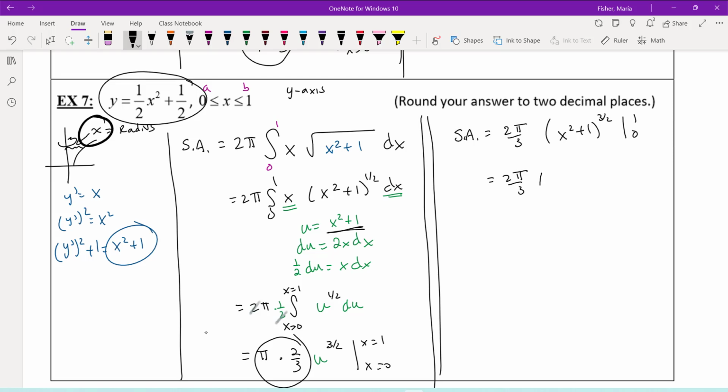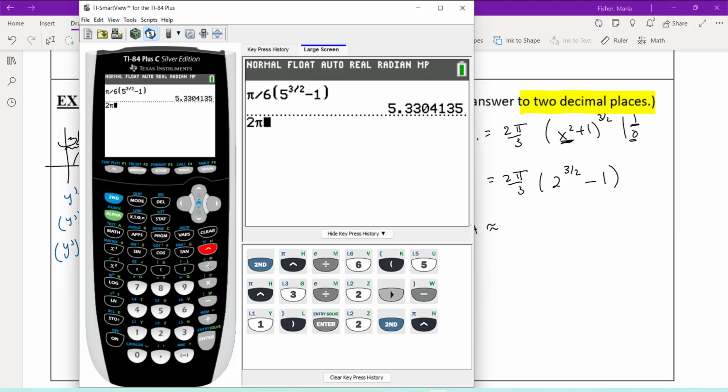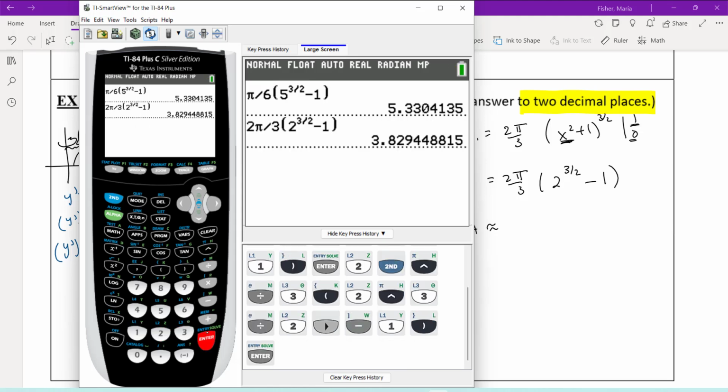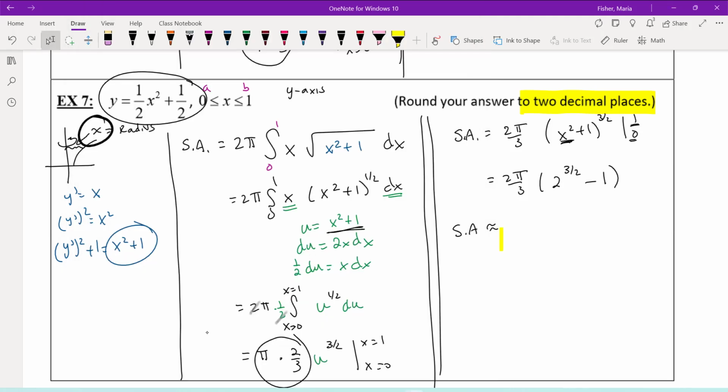Plugging in the limits of integration, if I plug in a 1, 1 squared plus 1 is 2 to the 3/2. Then plug in a 0, 0 squared plus 1 is 1, and 1 to the 3 halves is just 1. Plugging that into a calculator and rounding to 2 decimal places, 2 pi divided by 3 times 2 to the 3 halves minus 1, and we end up with 3.83. So our surface area is approximately 3.83. That's it for arc length and surfaces of revolution.